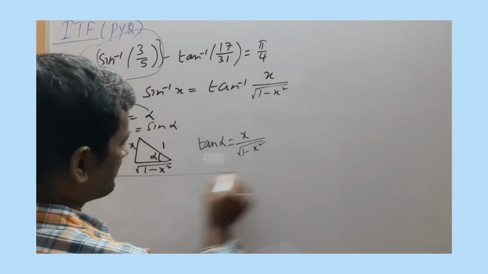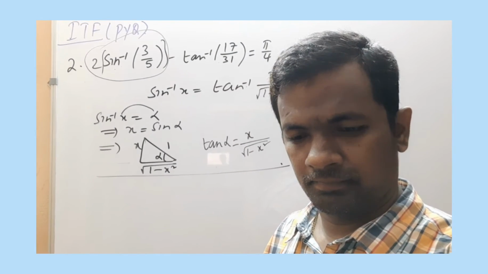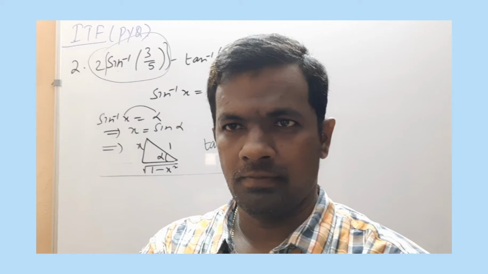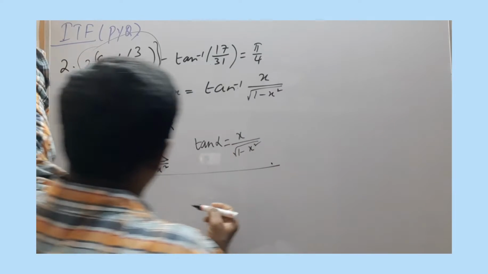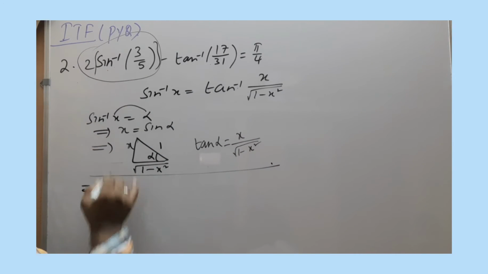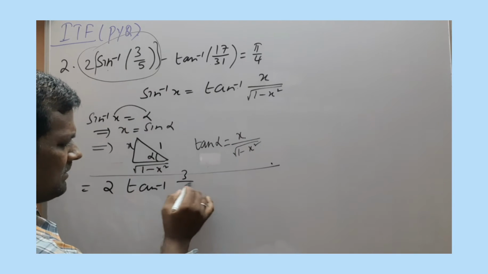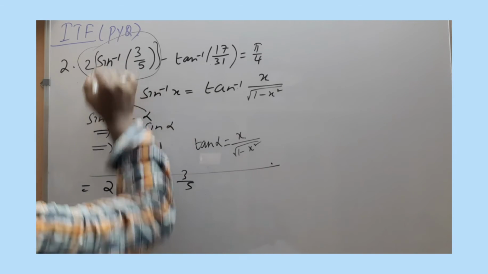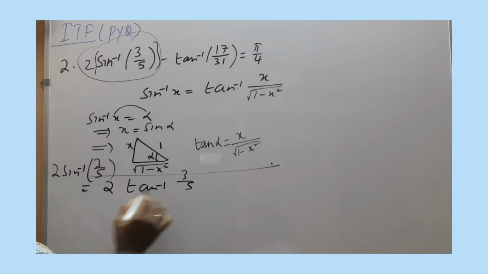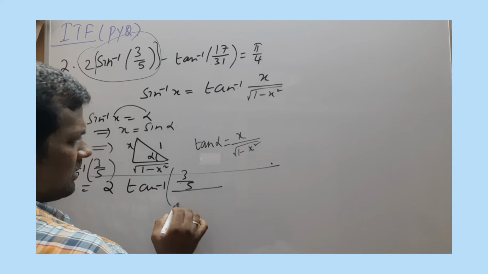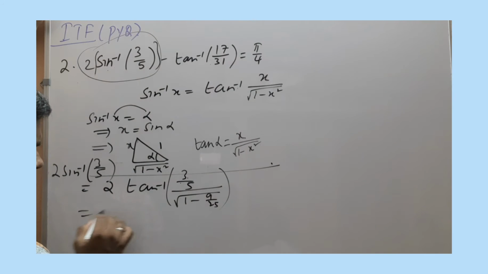Observe carefully. Now, this is 2 tan inverse of, what is x actually? X is 3 by 5. I am concentrating on this part: 2 sine inverse of 3 by 5. So this is 2 tan inverse 3 by 5 by root of 1 minus 3 by 5 whole square, which is 9 by 25. So simplify this quickly.